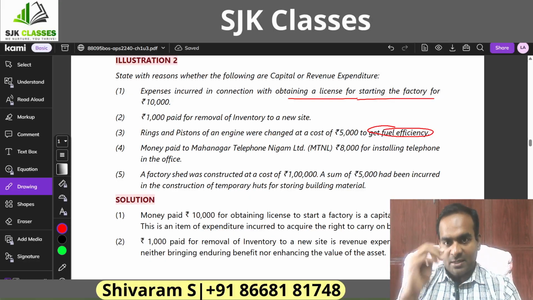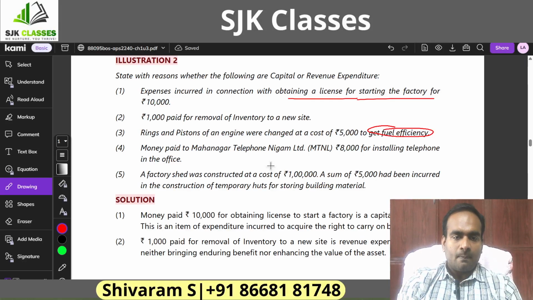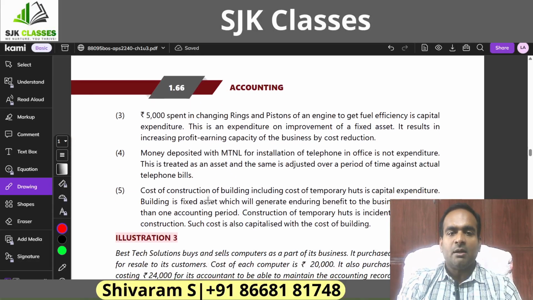First of all, it's not an expenditure itself, so it will not come into this classification. How do we have to give the answer for this question? Maybe you can look at the answer key, how they have presented. Money deposited with MTNL for installation of telephone in office is not an expenditure. This is treated as an asset because we'll get back this amount when we surrender the telephone on a future date. The security deposit will be refunded back to us.